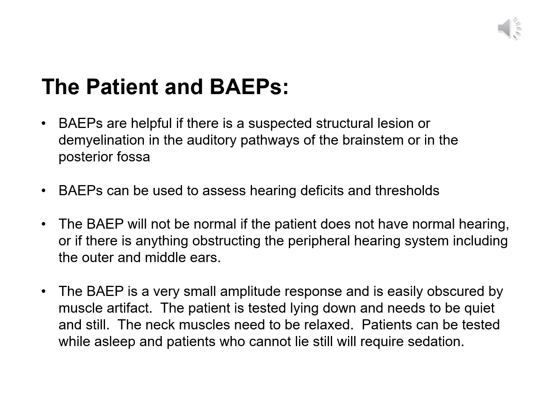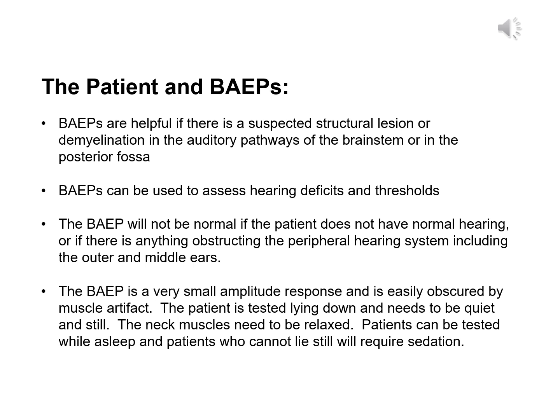The brainstem auditory response will not be normal if the patient does not have normal hearing, or if there's anything obstructing the peripheral hearing system, obstructing the ear or the outer ear, or if there's any sort of infection or fluid in the middle ear.